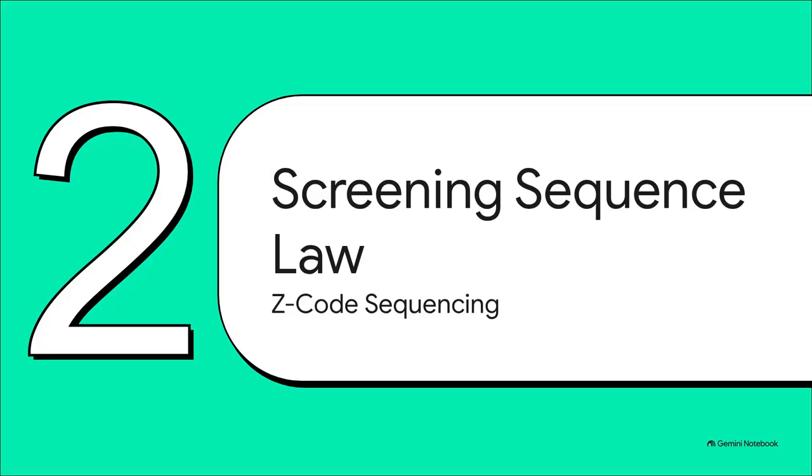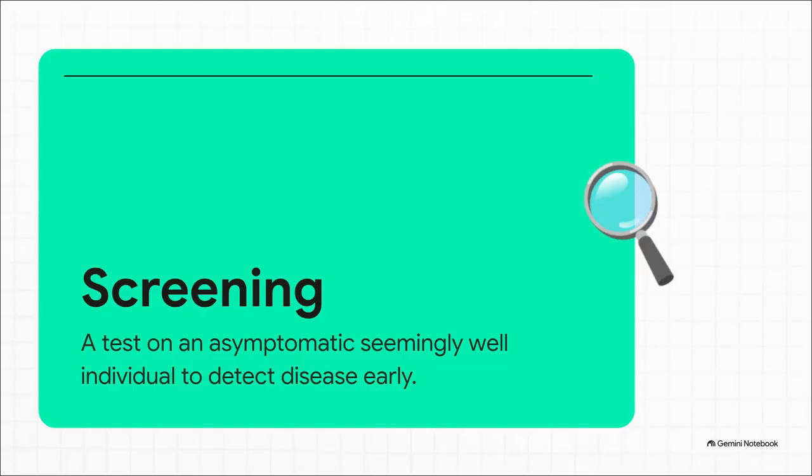Moving right along, let's hit Section 2, the screening sequence law. This leads us to one of the most misunderstood rules in the whole profession. Before we even assign a code, we have to understand the exact clinical definition of a screening according to Section I.C.21. A screening is a test performed on an asymptomatic patient, meaning a seemingly well individual, specifically to detect a disease early. The intent behind that test entirely dictates how you're going to sequence your codes.